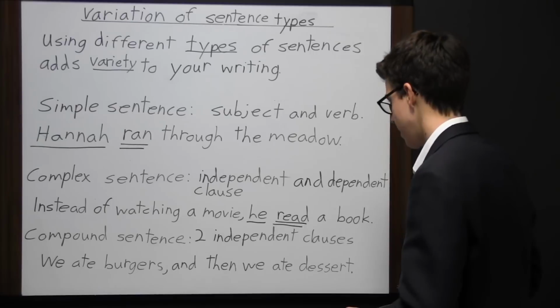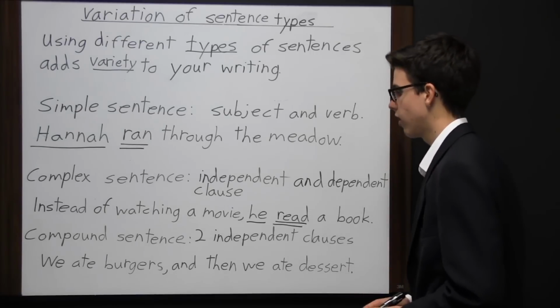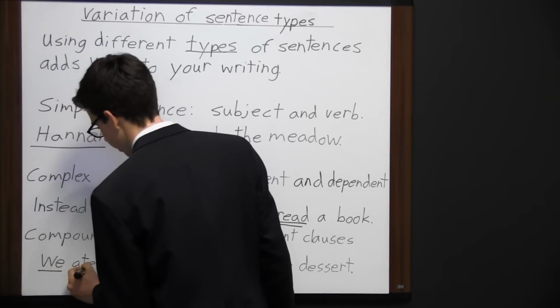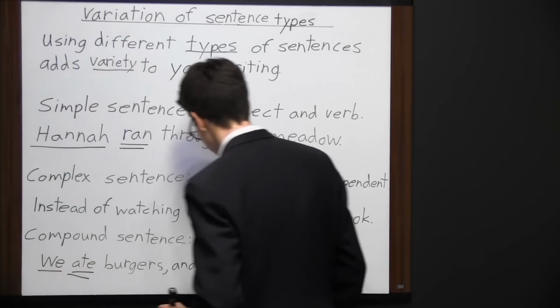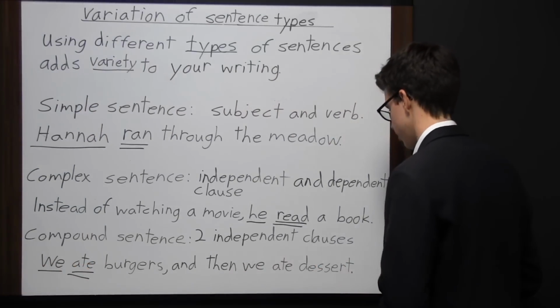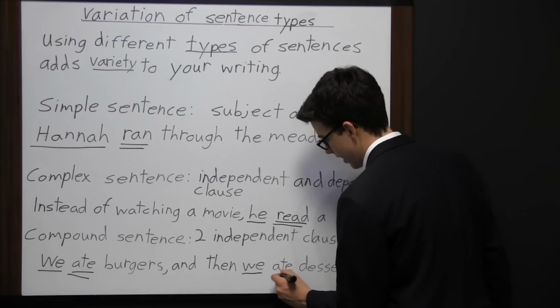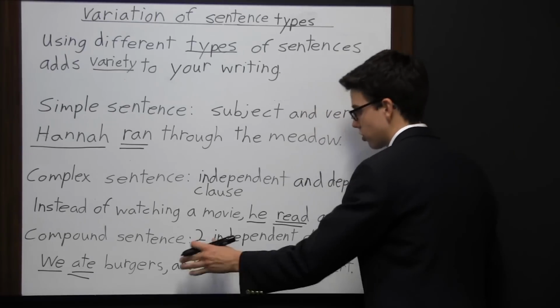And then we have a compound sentence, which is two independent clauses. So here we have the sentence, we ate burgers. So we have the subject we and the verb ate. And then we ate burgers, or then we ate dessert. So we have we as the subject and ate as the verb again. But these are two sentences.